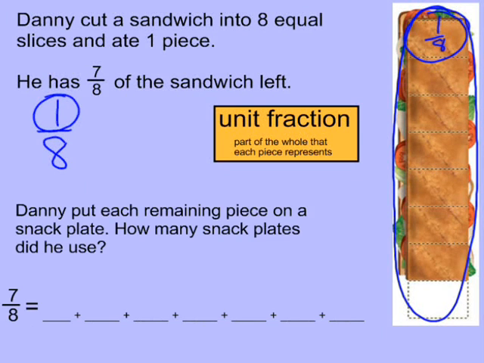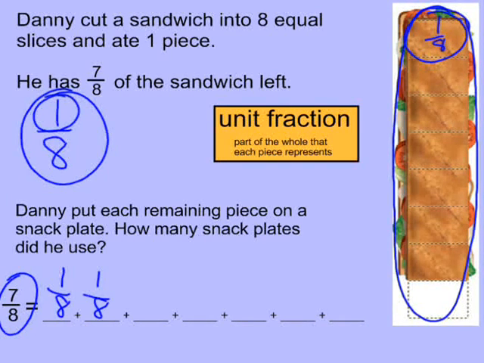Let's take a look at the rest of the problem. Danny put each remaining piece on a snack plate. How many snack plates did he use? If he has 7/8 remaining and our unit fraction is 1/8, it would have to be that 1/8 was on each one of the plates. And he would have to use 7 plates. We know because 7 is the numerator. So 1/8, 7 times, would equal 7/8.